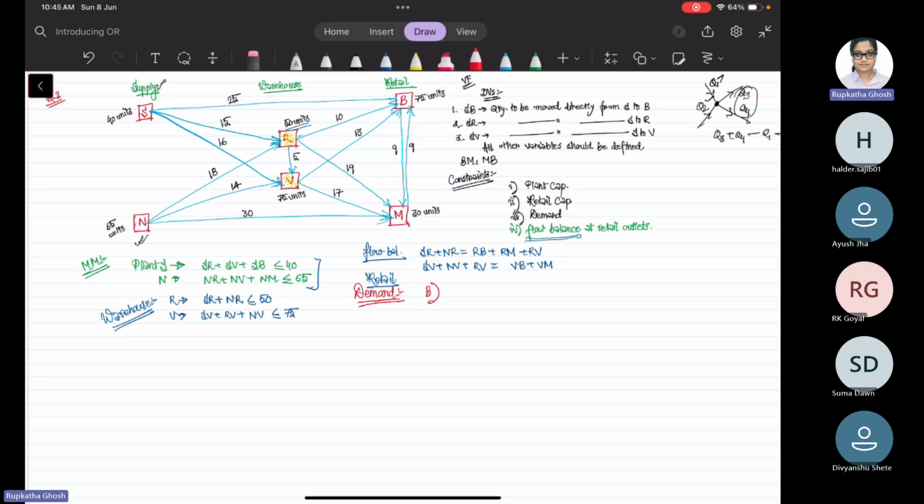Okay, any equation which is coming up in your mind for writing this? Ayush, Divyanshu, Sajib, Suma. Suma, I think, has joined very recently. No, it's fine. Please proceed. Understandable. Okay, so how will you write the demand constraints?